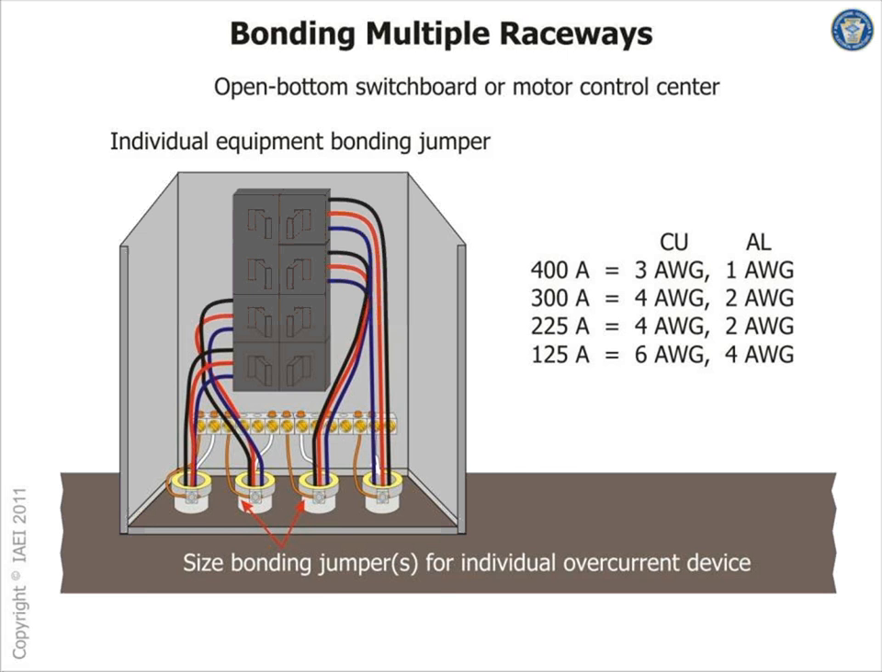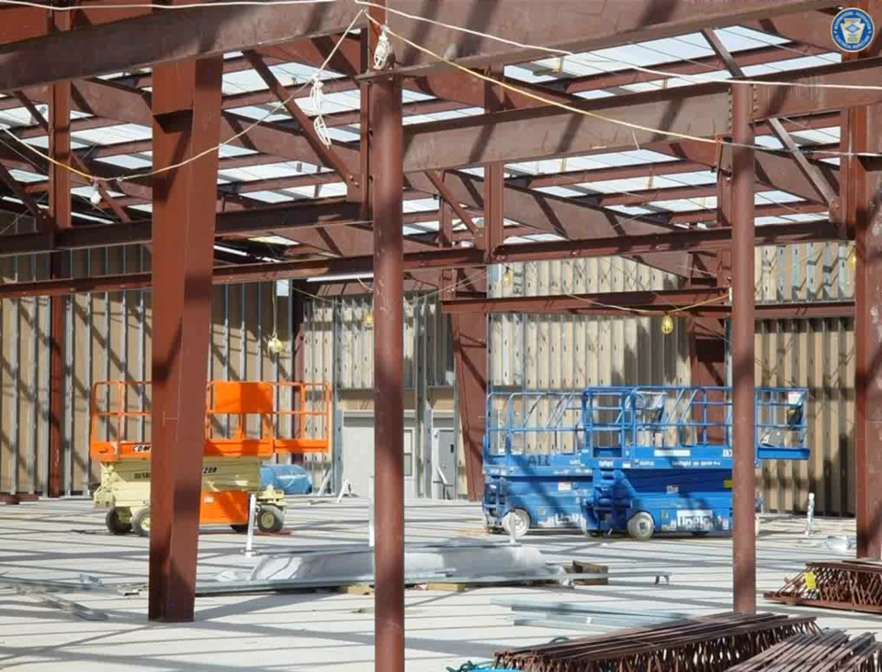Bonding multiple raceways. You can see that. The frame of the building, if it's steel, will act as a grounding electrode conductor, so you don't have to bond them together.